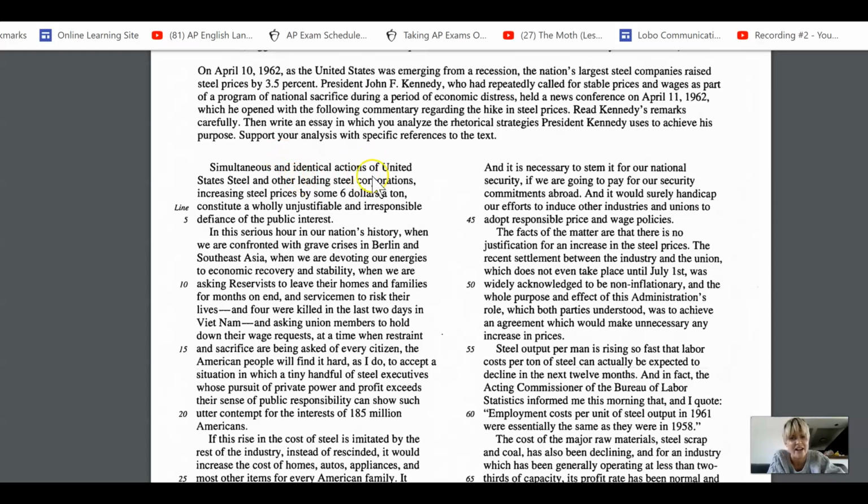Simultaneous and identical actions of United States Steel and other leading steel corporations increasing steel prices by some $6 a ton constitute a wholly unjustifiable and irresponsible defiance of the public interest.